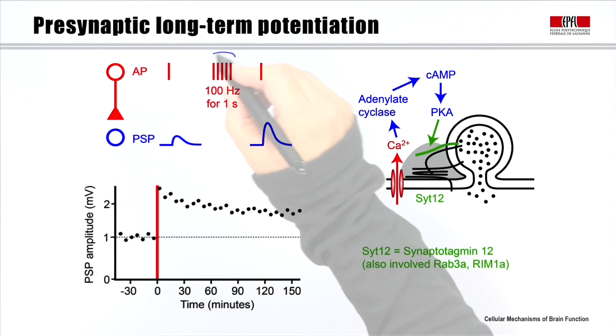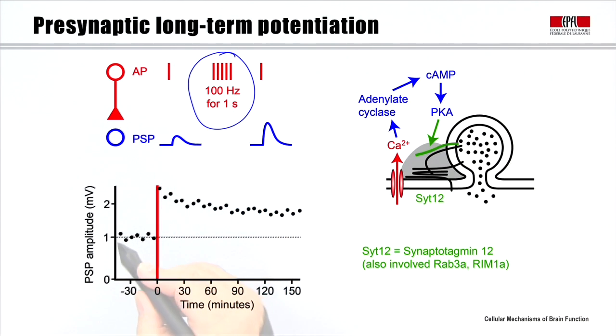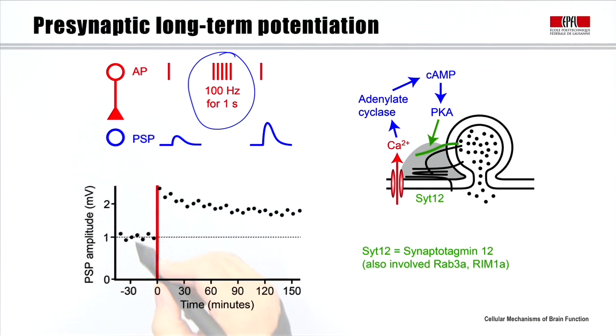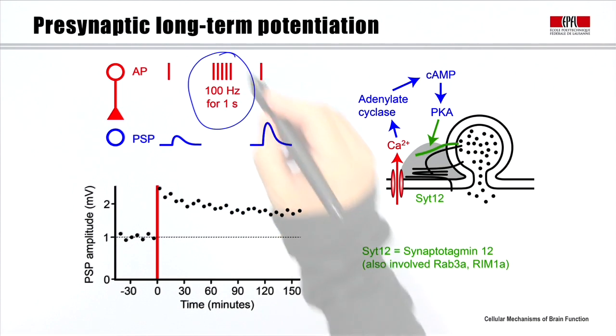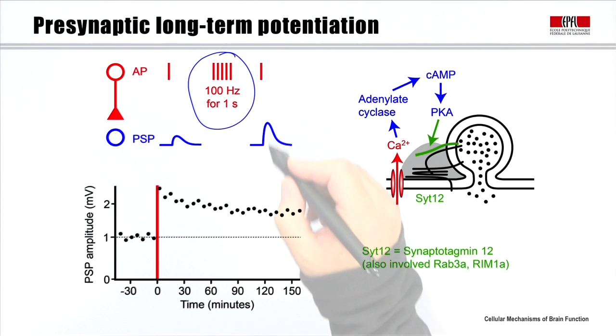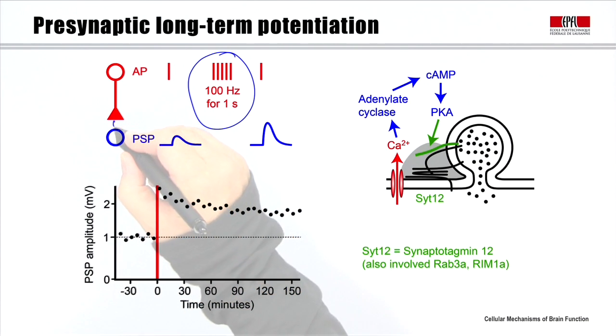Again, we have a high-frequency train of stimuli in the presynaptic cell that induce the long-term potentiation. We have baseline PSPs that come in, we stimulate every now and then, and we see that there's a relatively reliable postsynaptic potential that comes in. We give our high-frequency tetanization. The amplitude of the PSP that we record postsynaptically increases because of an enhanced release of neurotransmitter.